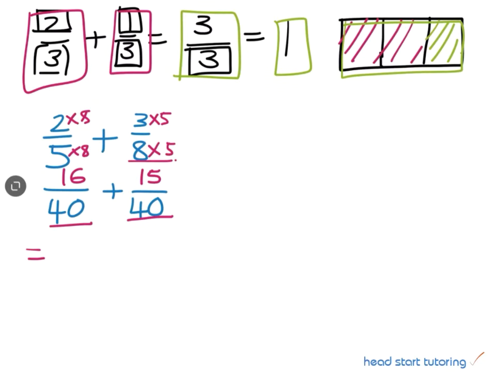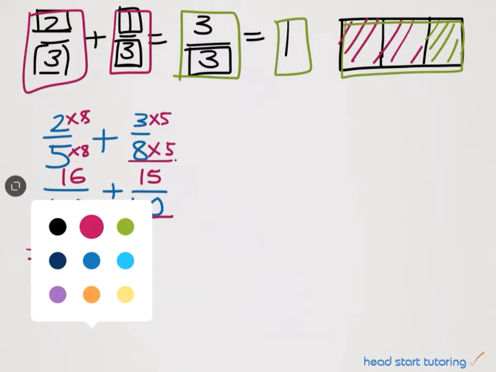Now, because our denominators are the same, we know that 40 is going to be the denominator in our answer as well. And all we need to do now is add our numerators. So 16 plus 15 is equal to 31. And 31 over 40 is our simplified fraction. So 2/5 plus 3/8 will give us an answer of 31 over 40.